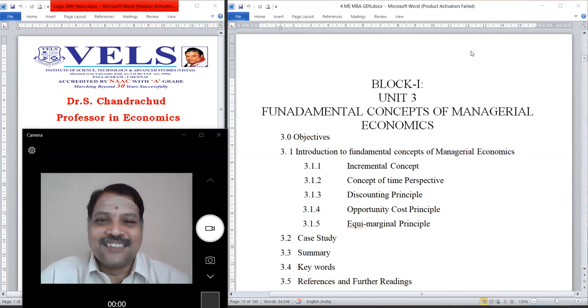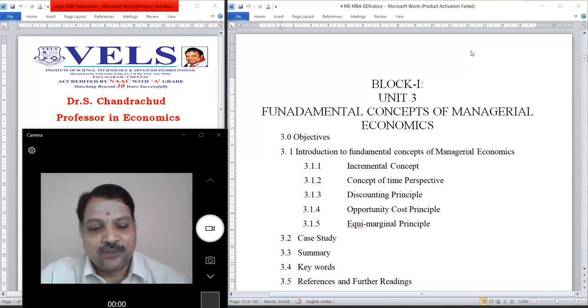Today's class is Unit 3, Fundamentals of Managerial Economics. Sometimes it is called Basic Elements of Managerial Economics. In this class, we are going to discuss 5 basic concepts of managerial economics. They are incremental concept, concept of time perspective, discounting principle, opportunity cost principle, and equimarginal principle.